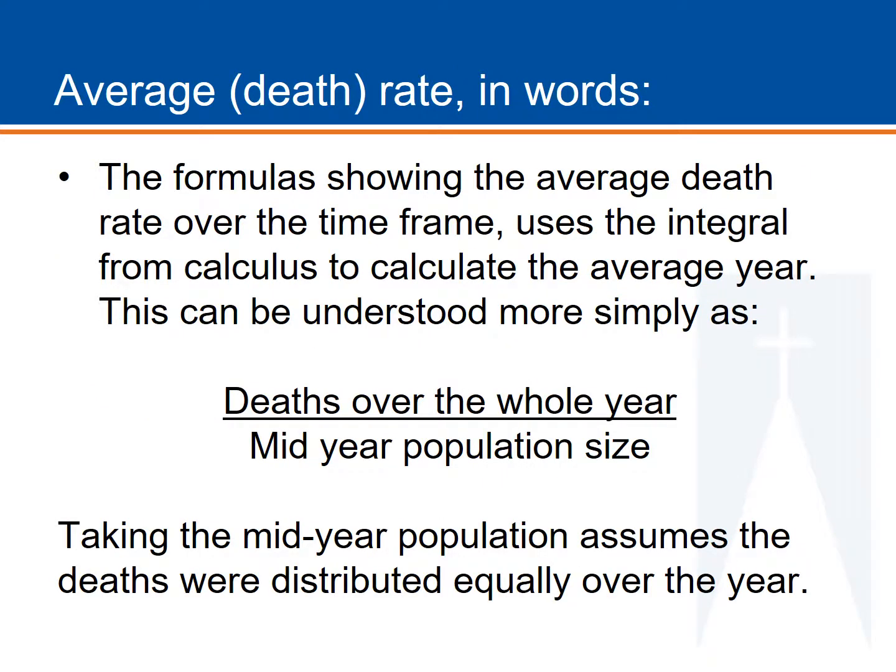The formulas showing death rates use the concept of the integral, which really just explains the process of averaging the rate over the whole time. This averaging process, which is reflected by the formula, explains why we use the mid-year population size as representing the population over the year. The mid-year population is used because over the whole year, the beginning and the end population is best summarized at the midpoint.